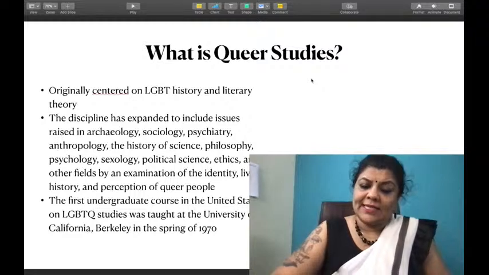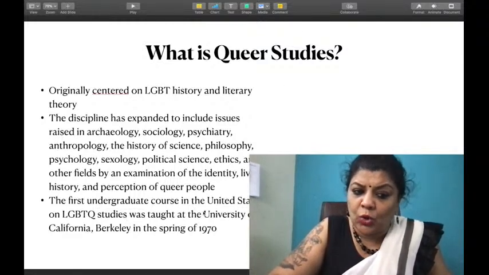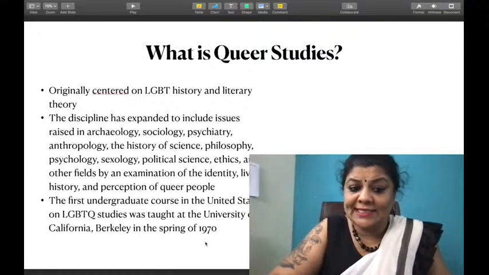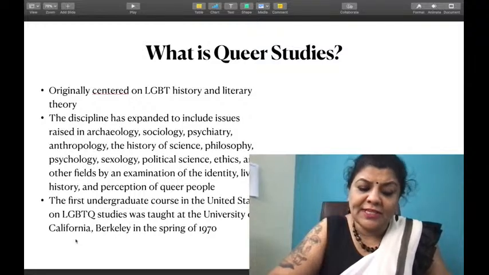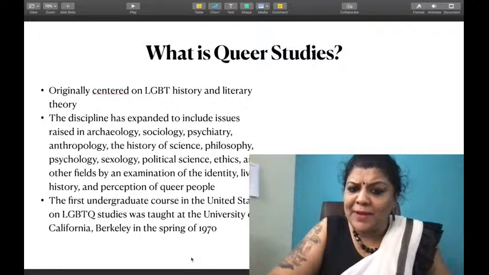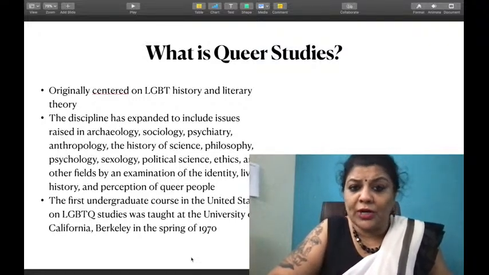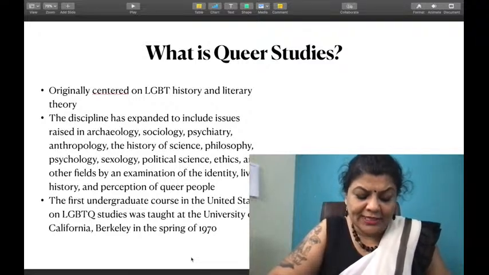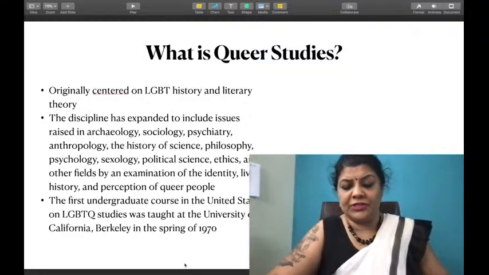Now, queer studies is studied in universities. The first undergraduate course in the United States was in 1970 on LGBTIQ studies. It was in the University of California in Berkeley. Since then, there have been many courses that have started on queer studies across the world. And queer studies is a very burgeoning area for research.